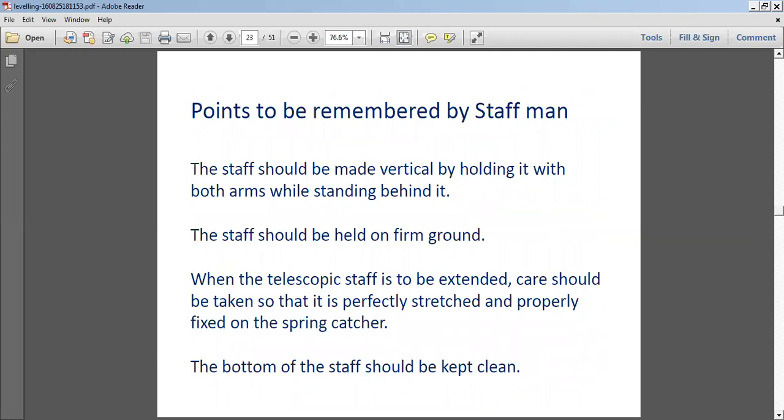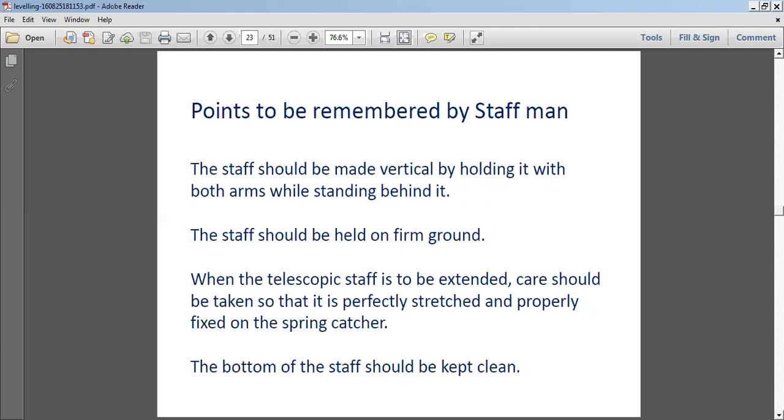So there are some points which we keep in mind when the staffman starts the work. First, you should know what a staff is. A staff is used to take the readings. The length of the staff is 3 meters or 4 meters. The measurement unit mentioned on the staff is the meter. The least count of the staff is 5 mm, so it can measure a minimum of 5 mm. Less than 5 mm cannot be measured.